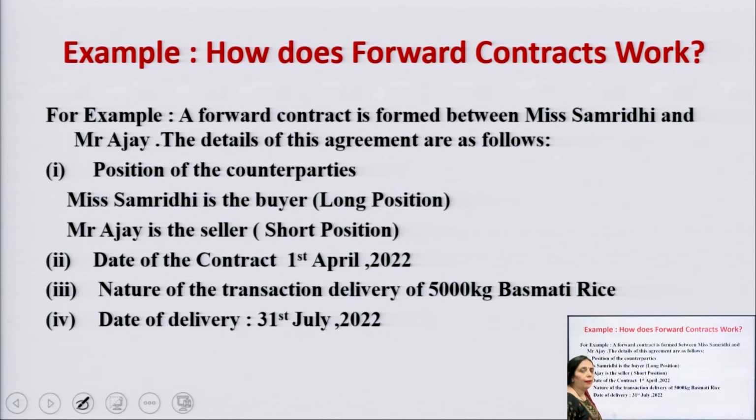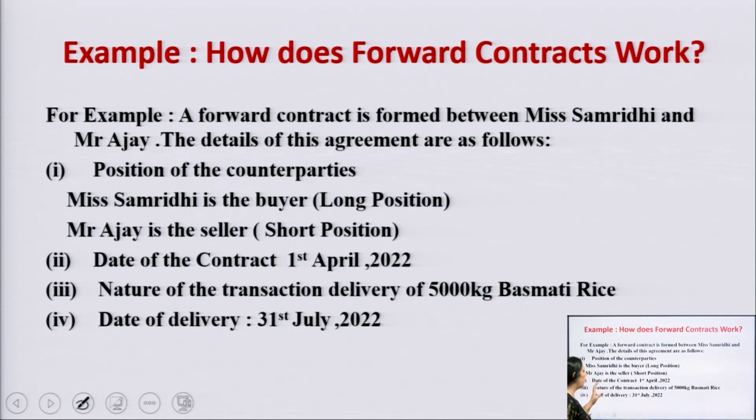This can be explained with the help of an example. Let us take this one. A forward contract is made between two parties, Ms. Samriddhi and Mr. Ajay. The position of the counterparties: Ms. Samriddhi is the buyer of the contract, that is, she has the long position, and Mr. Ajay is the seller of the contract, that is, the short position.